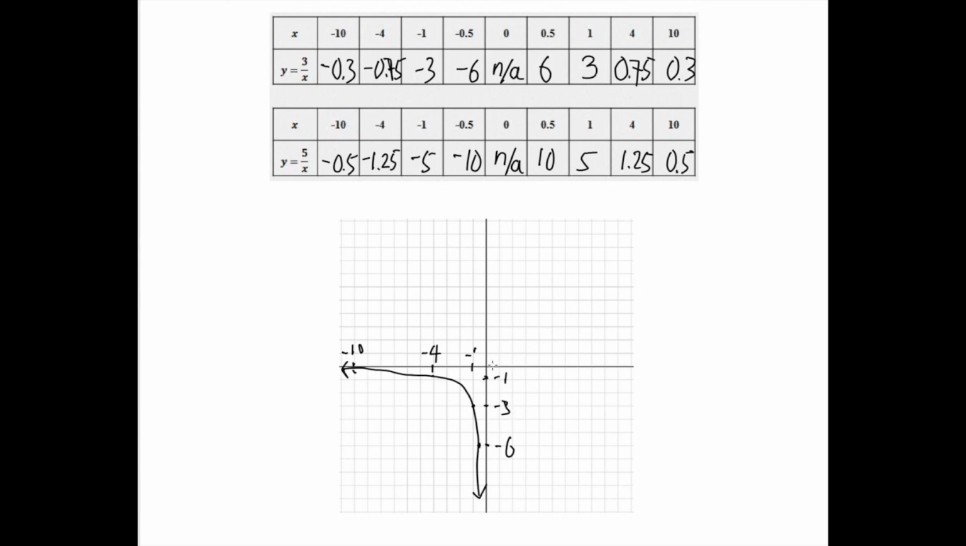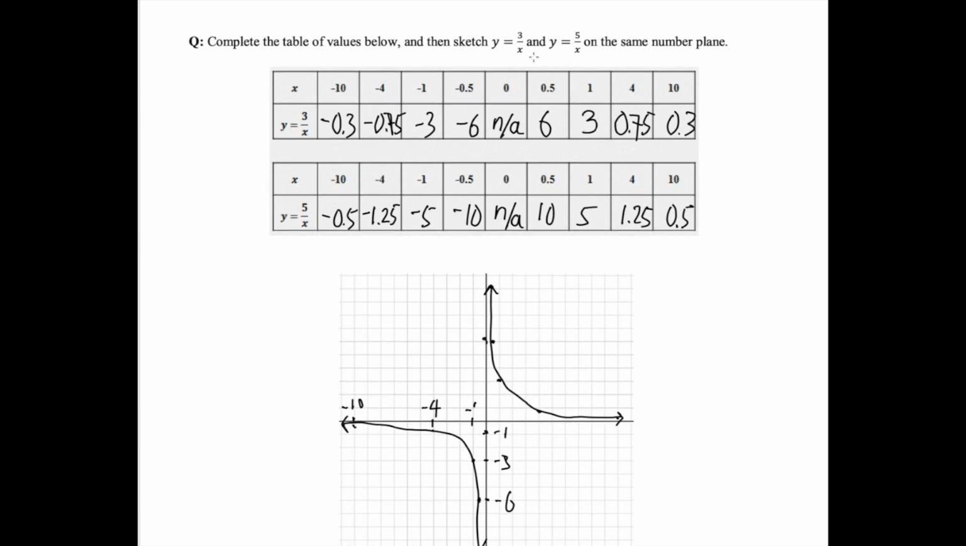So 0.5, 6, 2, 3, 4, 5, 6. 1, 3. 4, 0.75. 10, minus 10, and so 1, 2, 3, 4, 5, 6, 7, 8, 9, 10. Okay, so you just join the dots and then draw something that looks like this. Okay, so this will be your y is equal to 3 on x, okay?